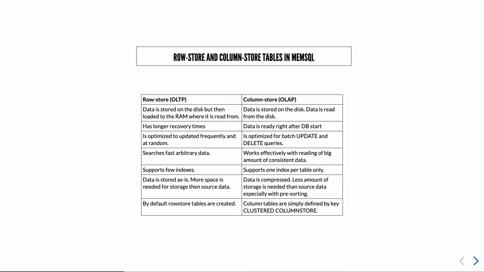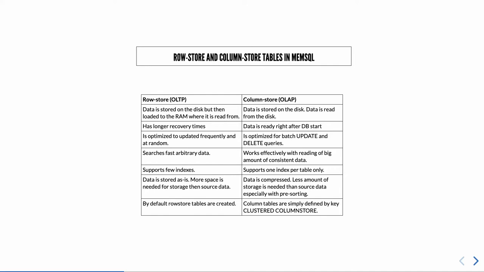Data is stored as is, and actually more space is needed for storage than for source data. So for example, if you compare a CSV file and a snapshot file, you will see that the snapshot file for the table will be much bigger than the CSV file. And MemSQL by default uses row store tables.